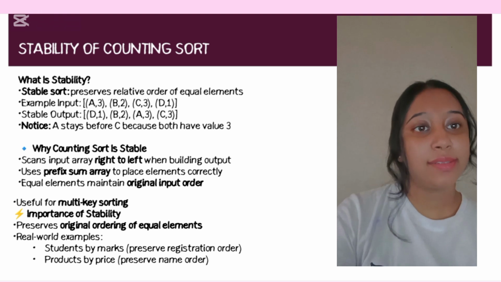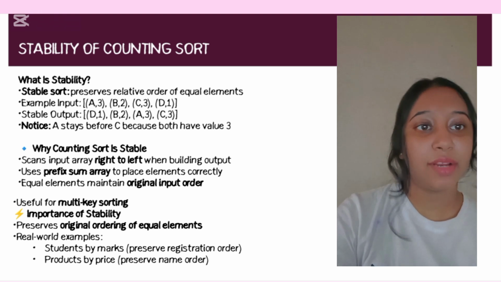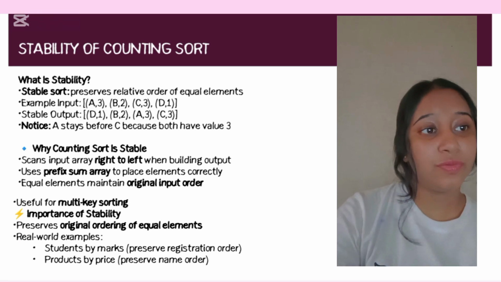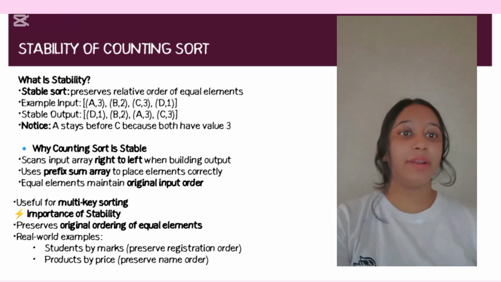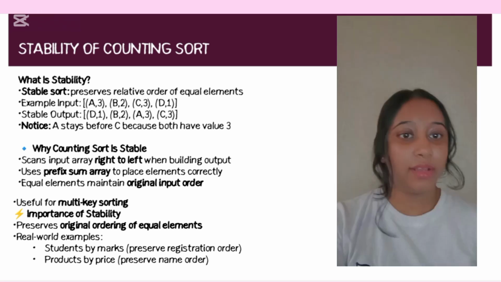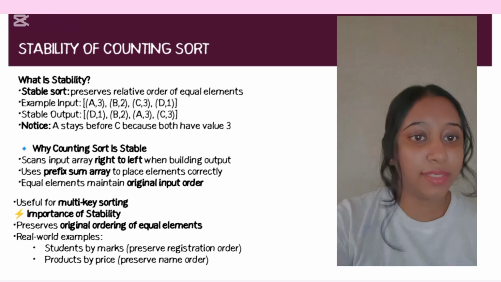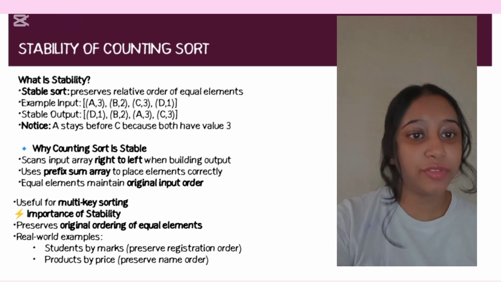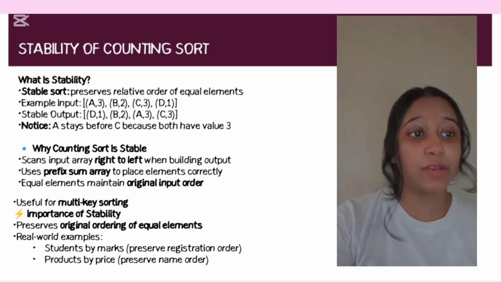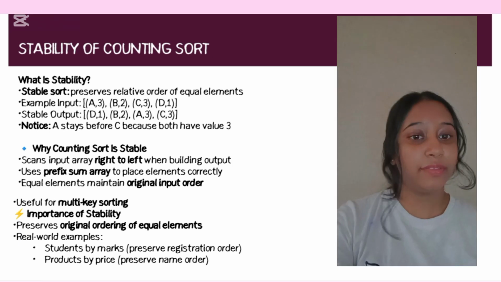What is stability in sorting? A sorting algorithm is called stable if it preserves the relative order of equal elements. The input array: A3, B2, C3 and D1. First element A with value 3. Third element C with value 3. After sorting by value, a stable sort keeps A before C because they both had 3.